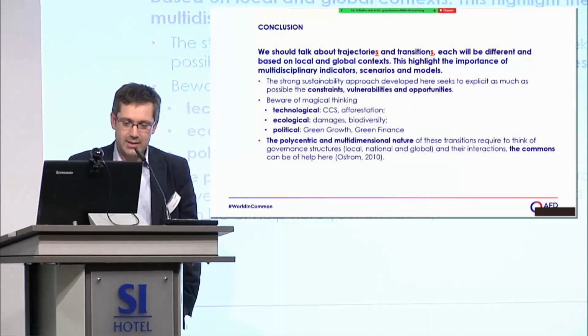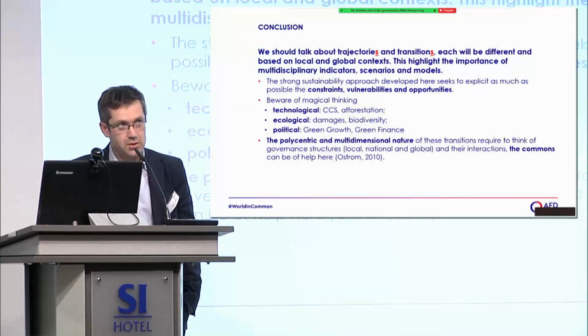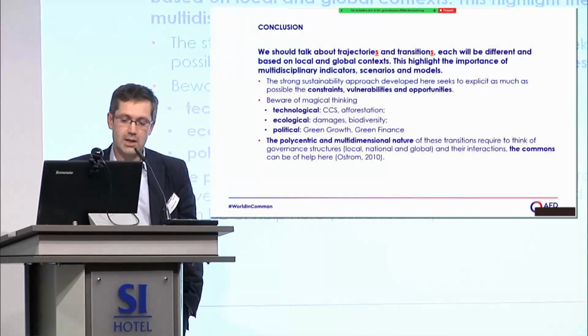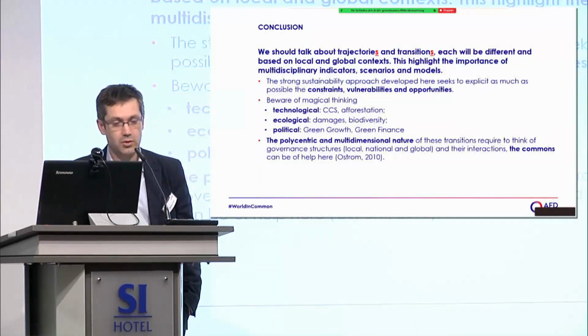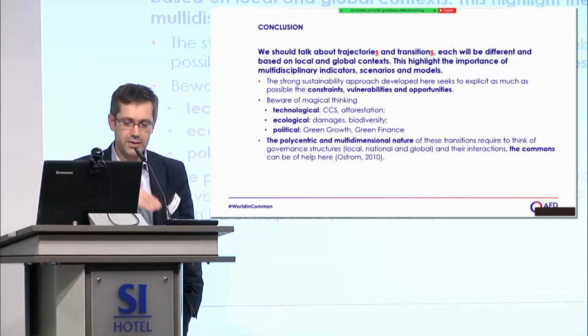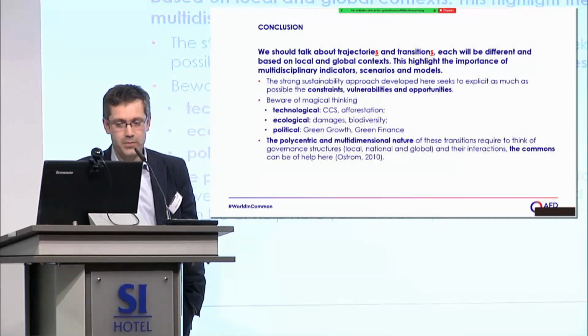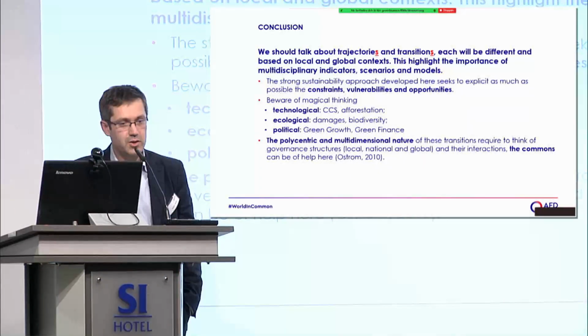And one last thing, what you see is that the transitions that I have highlighted here are very polycentric. That means that they have different levels, that they have different centers of interest, and are multidimensional by nature. And these require us to think about governance structures, both at the local, national, and global levels, and their interactions. And this is really a key challenge for us economists: how do we make sure that the thinking and the design in terms of trajectories can be met with a governance structure that actually implements that.